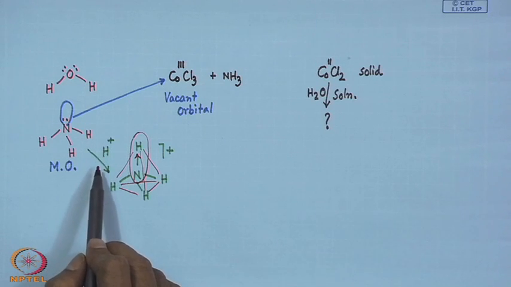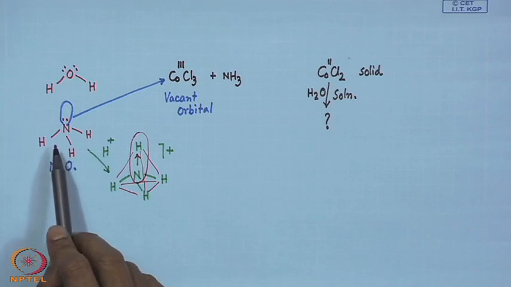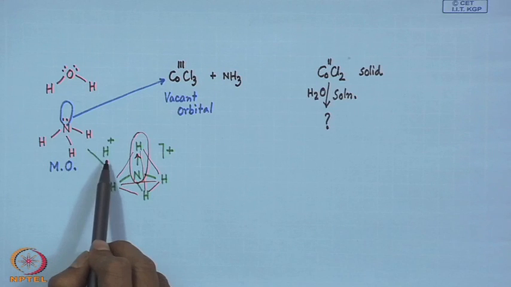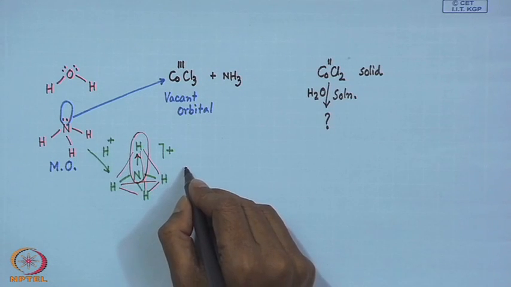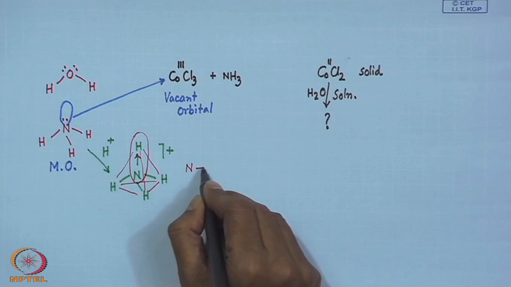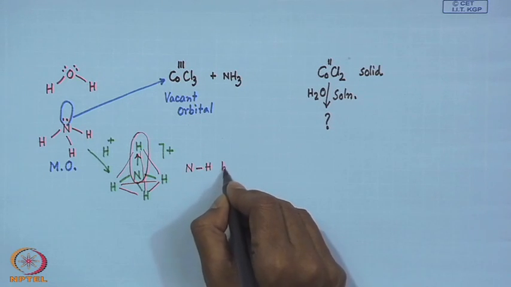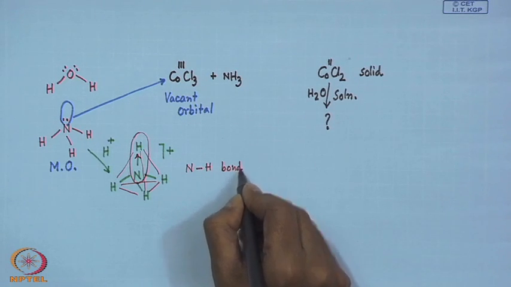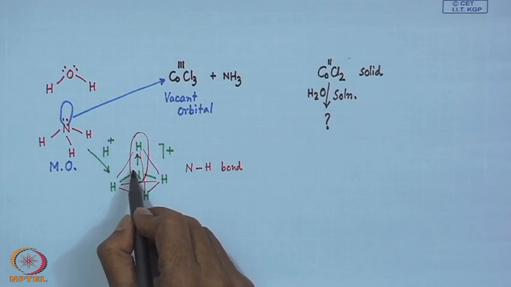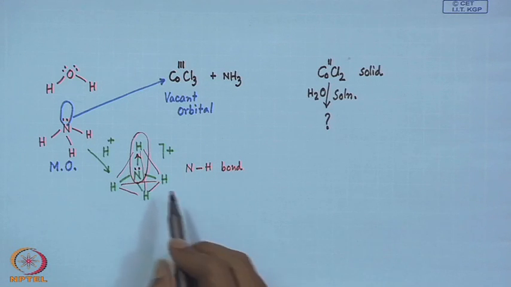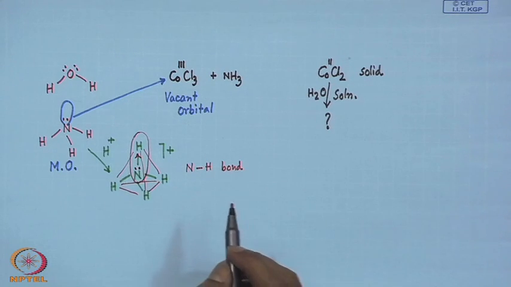In other words, we also consider this reaction as the corresponding acid-base reaction. So, we get a new N-H bond, and it is of coordinate type, because both the electrons have been donated from the nitrogen lone pair and have been accepted by the hydrogen.